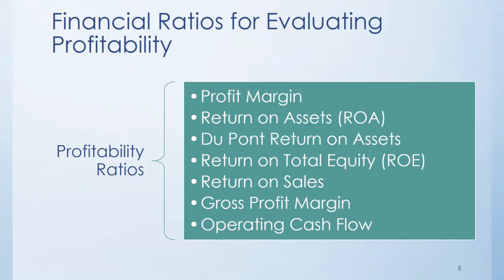Let us now focus on profitability ratios. Profitability ratios are the financial ratios for evaluating the profitability of the company. That is, they measure whether an enterprise is successful or not in a given period of time. There are different types of financial ratios under profitability ratios, for example, profit margin, return on assets, which is also called ROA, DuPont return on assets, return on total equity, return on sales, gross profit margin, operating cash flow.